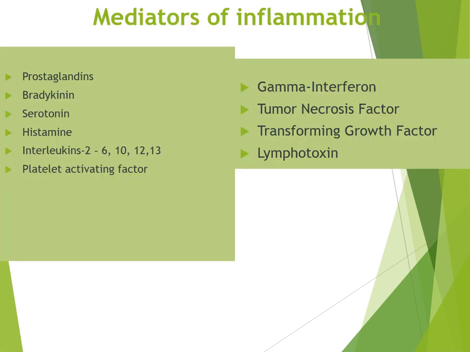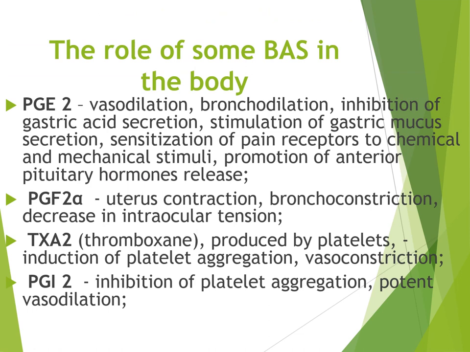The main mediators of inflammation are prostaglandins, bradykinin, serotonin, histamine, interleukins, platelet activating factor, gamma interferon, tumor necrosis factor, transforming growth factor. Let's look at the role of some biologically active substances in the body. Prostaglandin E2 causes vasodilation, bronchodilation, inhibition of gastric acid secretion, stimulation of gastric mucus secretion, sensitization of pain receptors to chemical and mechanical stimuli, and promotion of anterior pituitary hormone release. Prostaglandin F2 alpha causes uterus contraction, bronchoconstriction, and decrease in intraocular tension.